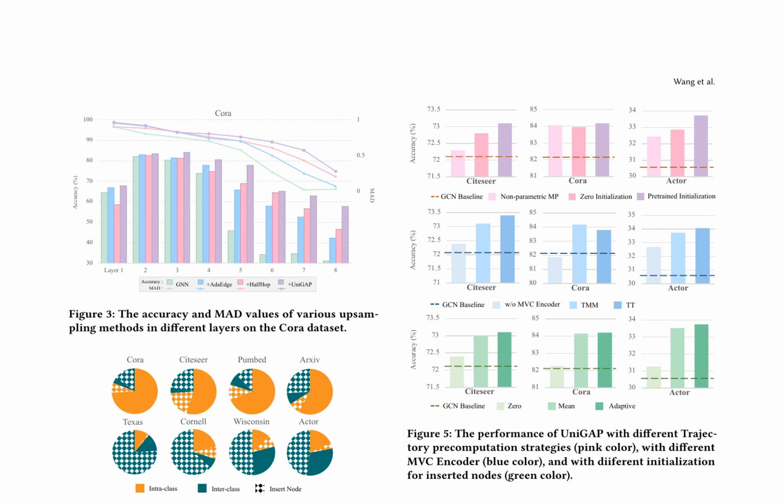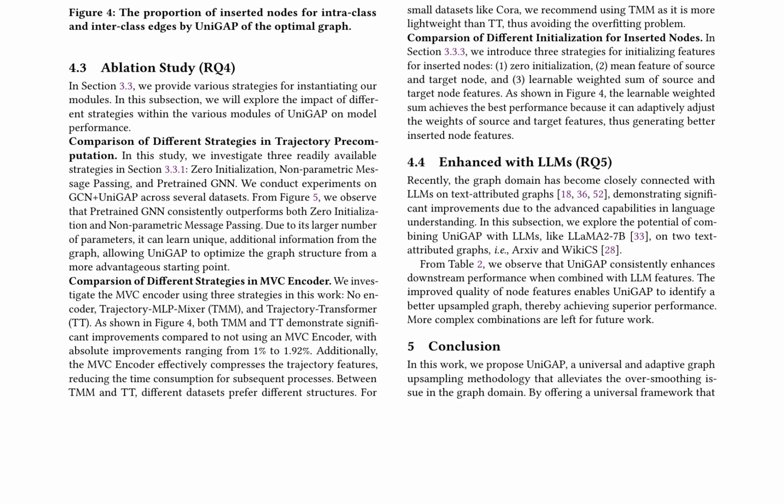The authors also compare different strategies for the multiview contrastive (MVC) encoder, including no encoder, trajectory MLP mixer (TMM), and trajectory transformer (TT). Both TMM and TT demonstrate significant improvements compared to not using an MVC encoder, with absolute improvements ranging from 1% to 1.92%. Additionally, the MVC encoder effectively compresses the trajectory features, reducing the time consumption for subsequent processes.